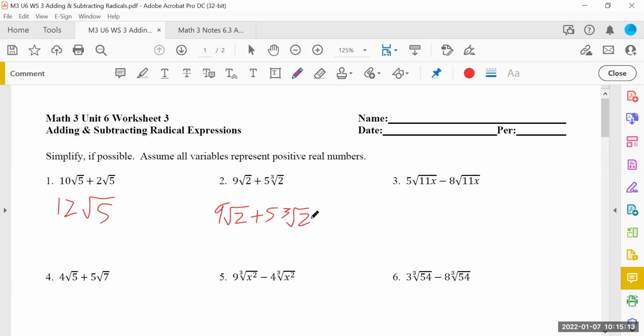Number 3. Oh, the wrong class. Ednan, can I combine those? What did you get when you did? Yep, -3 square root of 11x. Is everybody okay with those? All right, so then back to the notes.